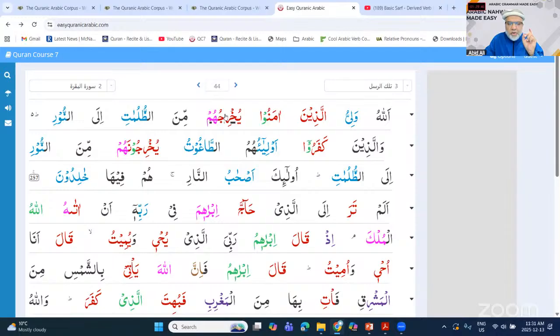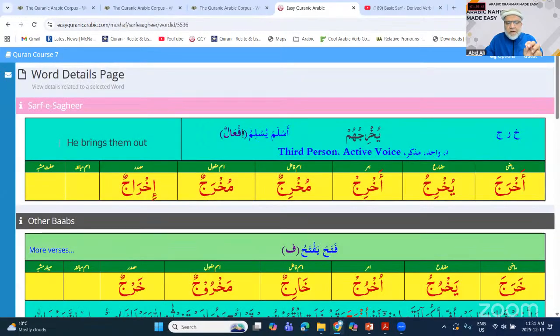Now look at the word yukhrijuhum. It is Bab If'āl. Okay? Akhraja, yukhriju, akhrij, fi'l al-amr. The person who brings out, mukhrijun. The thing which comes out, mukhrajun. What is the masdar? Ikhrajun. Okay. So in today's lecture, if I can get your mind clear about all of these little things, then you can put them two and two together and you can move on to the next subject.